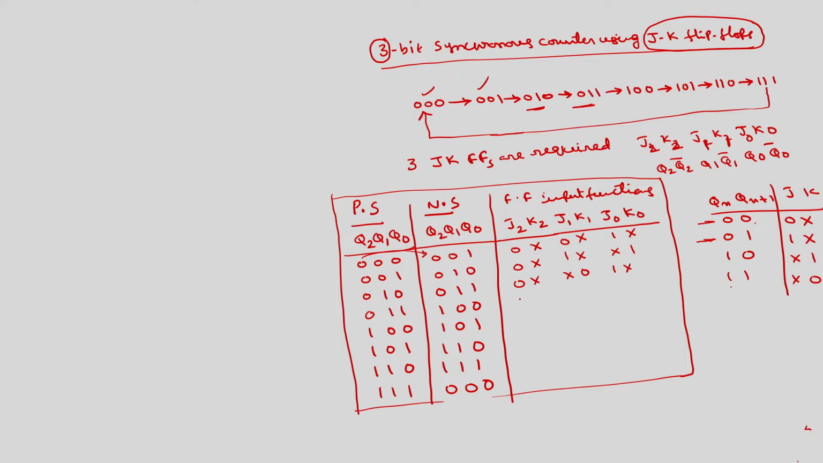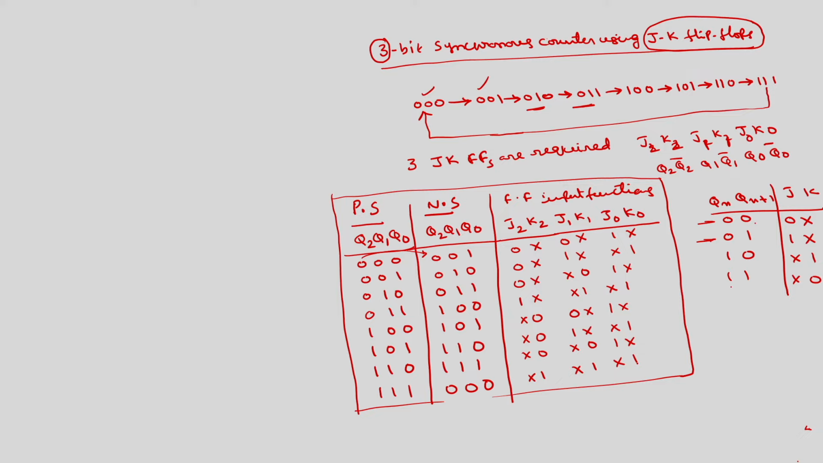So, 0 to 1 is 1 x, 1 to 0 is x 1, 1 to 1 is x 0, 0 to 0 is 0 x, 0 to 1 is 1 x, 1 to 1 is x 0, 0 to 1 is 1 x, 1 to 0 is x 1, 1 to 1 is x 0, 1 to 1 is x 0, 0 to 1 is 1 x. Similarly, the last one is all 1 to 0s, so 1 to 0 is x 1, x 1, x 1.